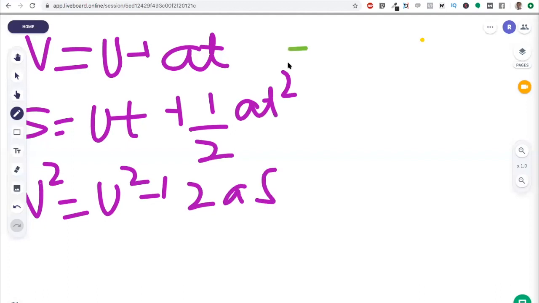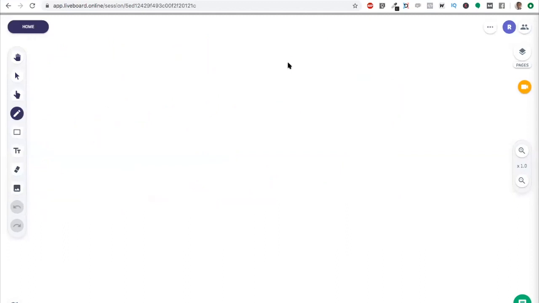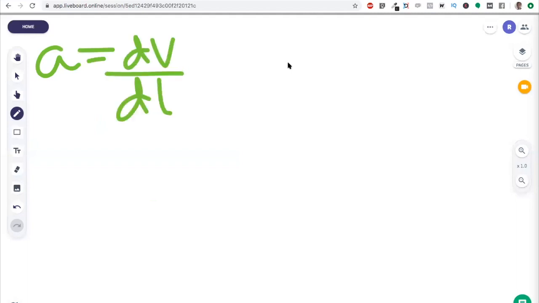A lot of students might already know this, but let's derive it once more so that you develop attitude towards derivation. So let's call this equation 1. v is equal to u plus at, we are calling this equation 1, and s equal to ut plus half at square, we are calling this equation 2. And v square equal to u square plus 2as, we are calling this equation 3. So let's start with the derivation of v equal to u plus at. We know that acceleration is equal to dv upon dt.